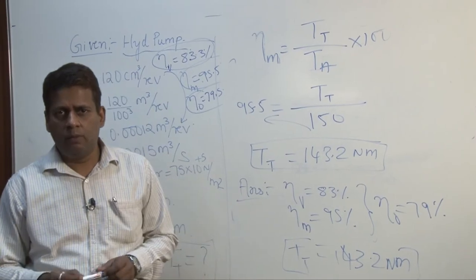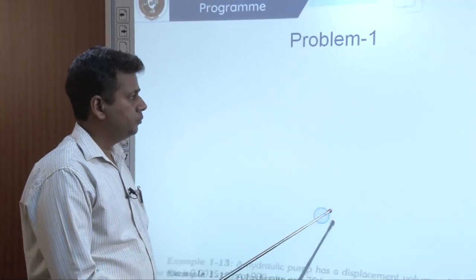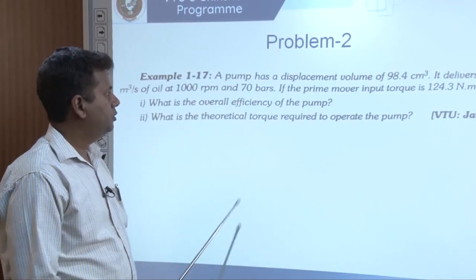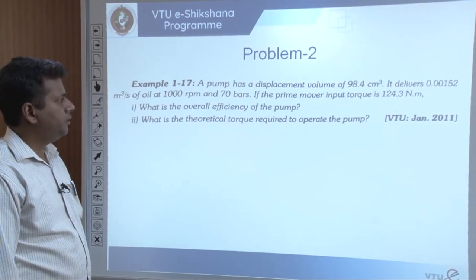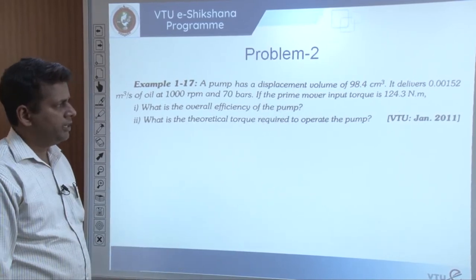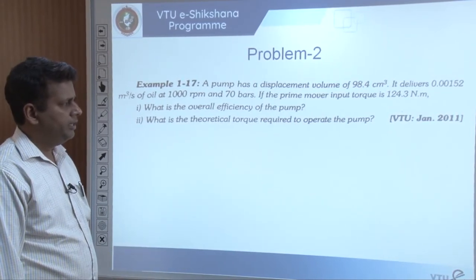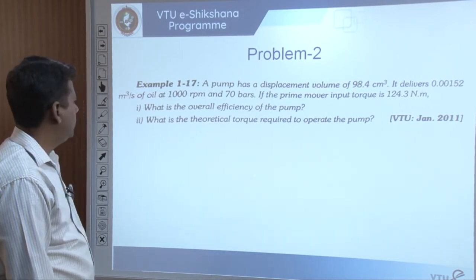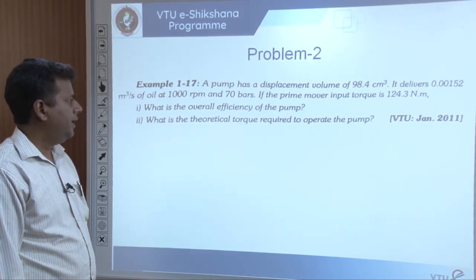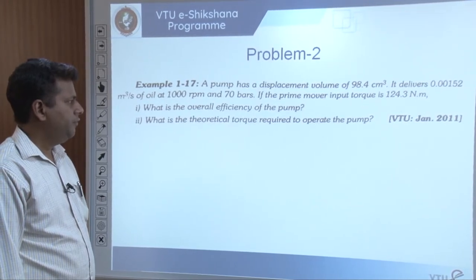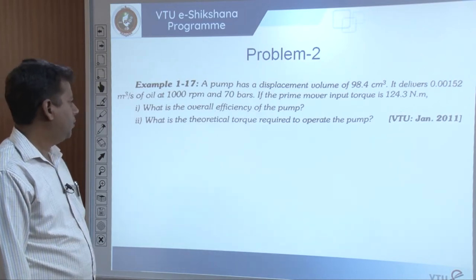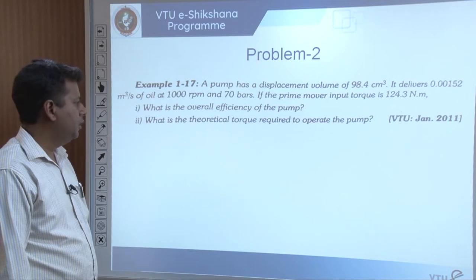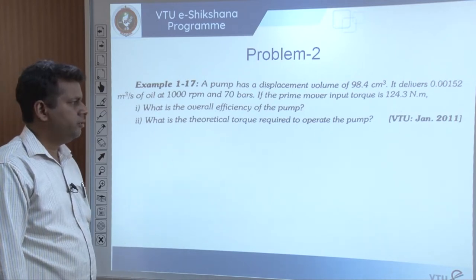Okay, we will continue to the next problem. After solving that problem, let us move on to the next one. Second problem, I will read out the statement. A pump has a displacement volume of 98.4 cm³. It delivers 0.00152 m³/s of oil at 1000 rpm and 70 bars. If the prime mover input torque is 124.3 Newton meter, number 1, what is the overall efficiency of the pump? Number 2, what is the theoretical torque required to operate the pump?